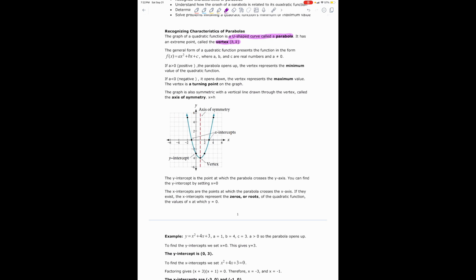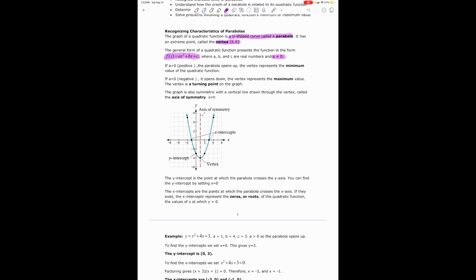The general form of a quadratic function presents the function in the form f of x equals ax squared plus bx plus c, such that a, b, c are real numbers and a is not equal to 0, because if it is, then it's no longer quadratic. It will be a linear function.